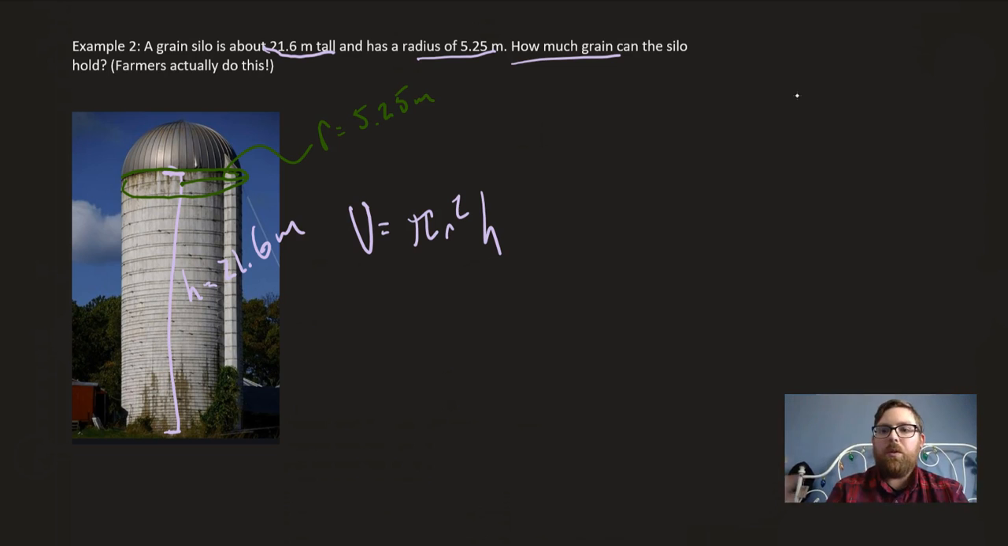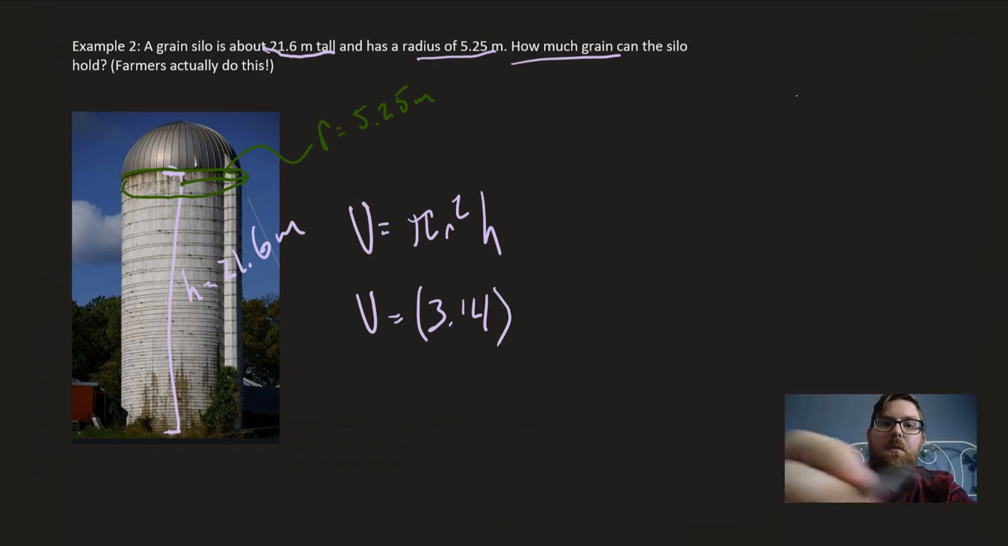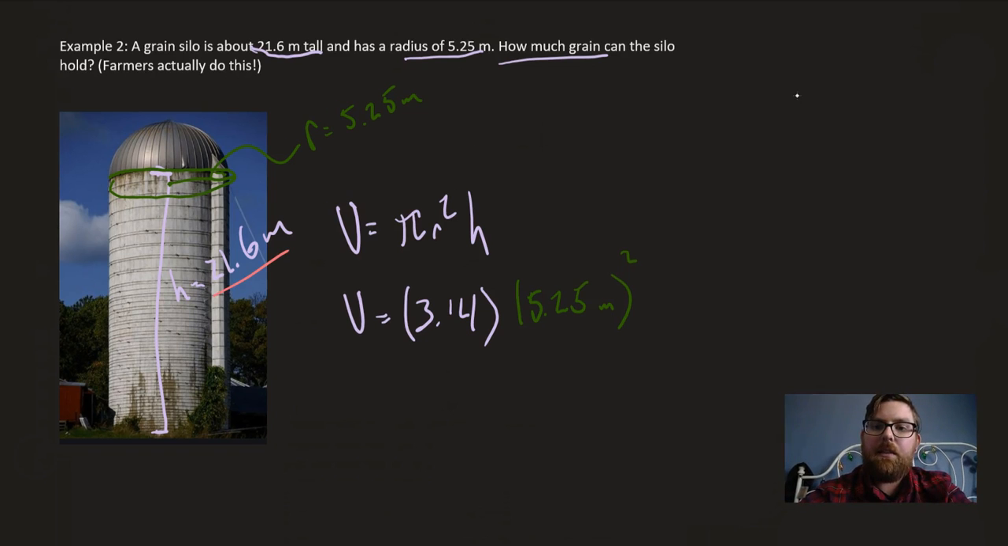All right, so I'm writing down what I know. My equation has radius and height. I have those two things, so I can actually go ahead and substitute my values into my formula already. So volume is equal to pi, which is 3.14, times my radius, which is 5.25 meters squared on the outside, and then I also have my height, that is 21.6 meters.